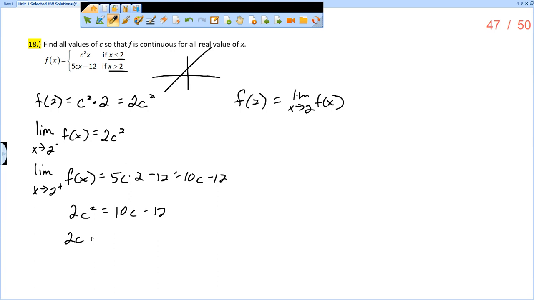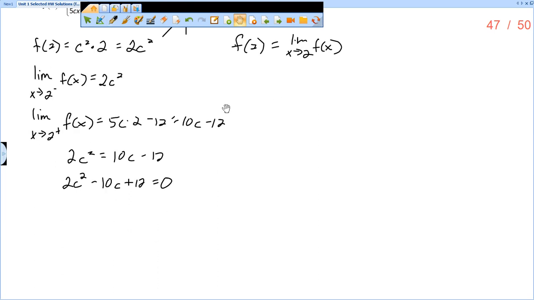So I'm going to get it all on one side to solve this quadratic. So I'm going to subtract 10c and add 12. All right, set it equal to 0. And so now this is just some good old-fashioned algebra, right? So I'm going to factor out a 2, c squared minus 5c plus 6 equals 0.